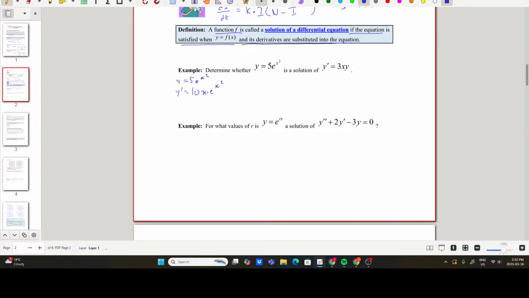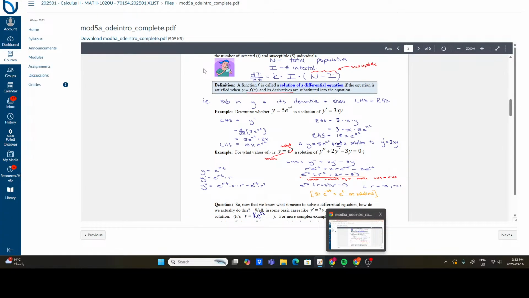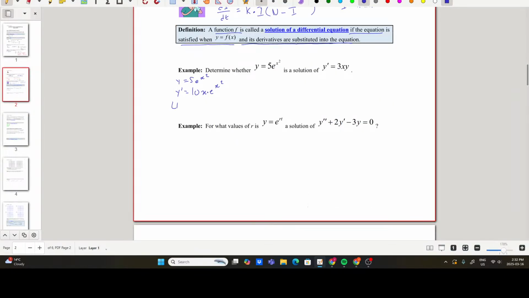This is what they refer to as the left-hand side. So left-hand side equals 10x e to the x squared. Now we have y prime equals 3xy, right? We know what our y is: y is 5e to the x squared. So I want to get this down to one singular variable.